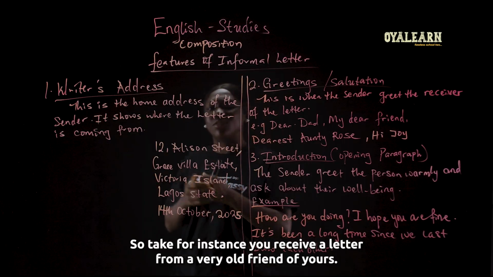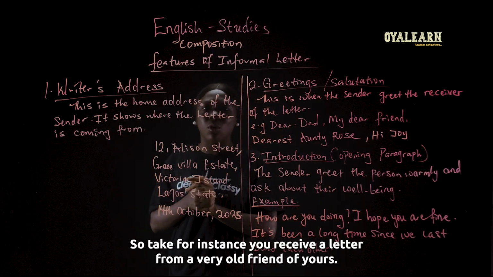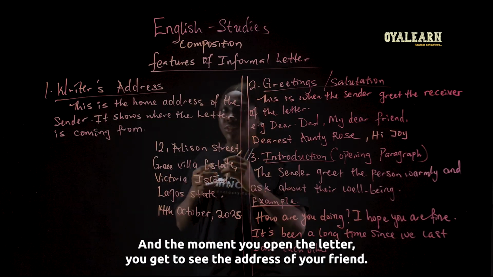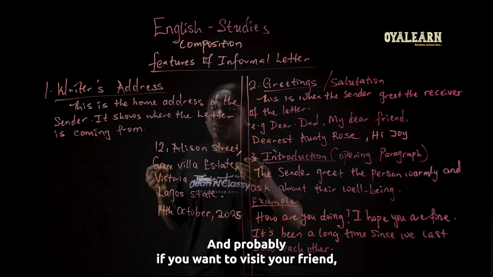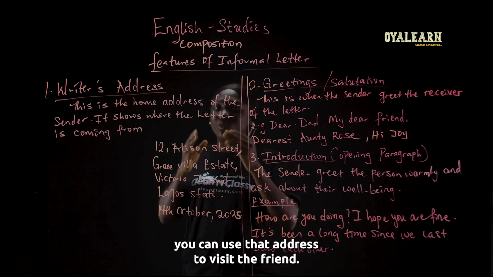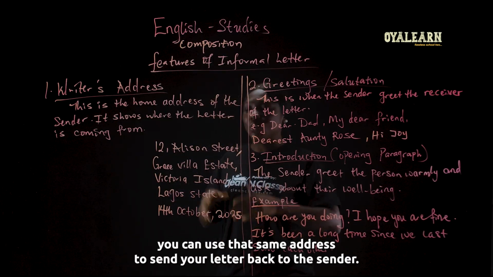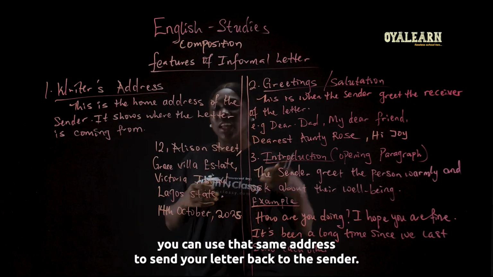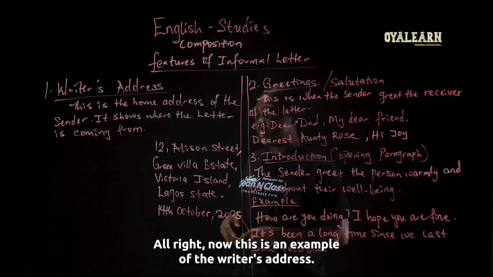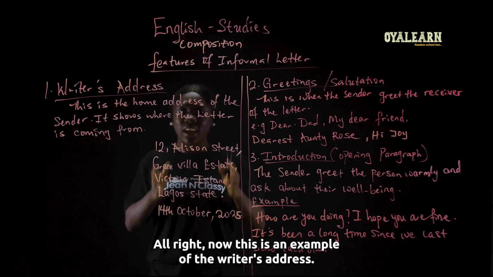So take for instance, you receive a letter from a very old friend of yours, and the moment you open the letter, you get to see the address of your friend, and probably if you want to visit that friend, you can use that address to visit the friend. Or if you want to write back to the old friend, you can use that same address to send your letter back to the sender. All right. Now, this is an example of the writer's address.